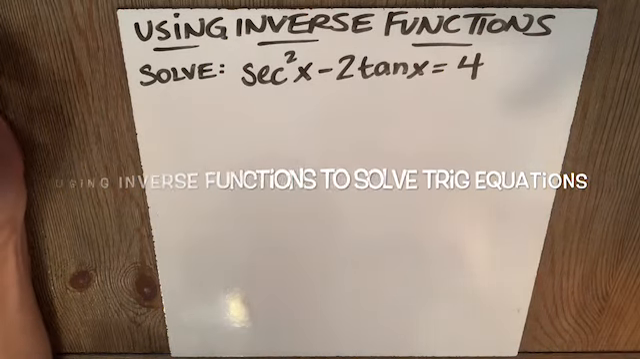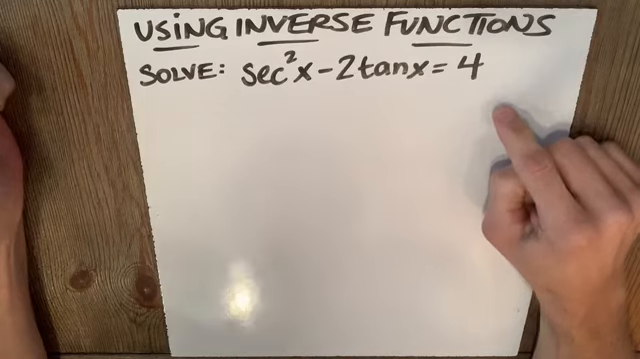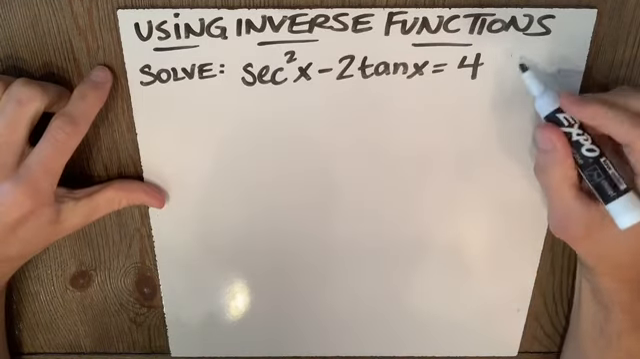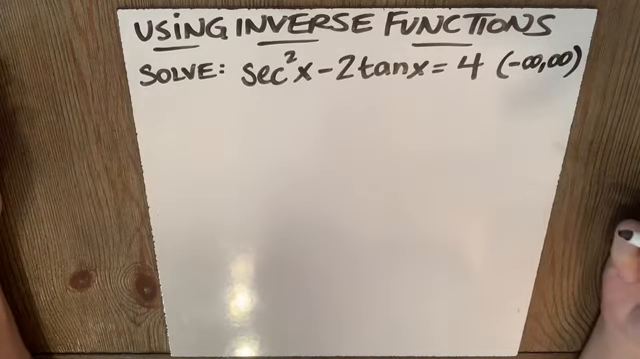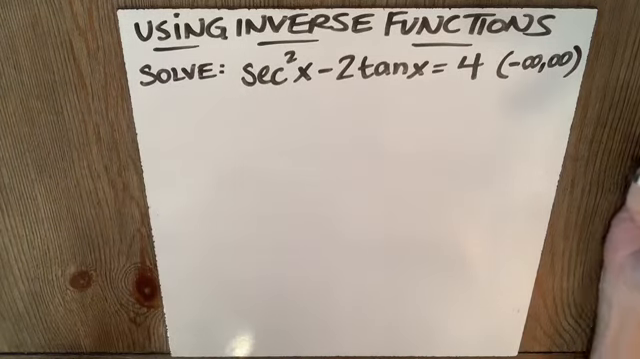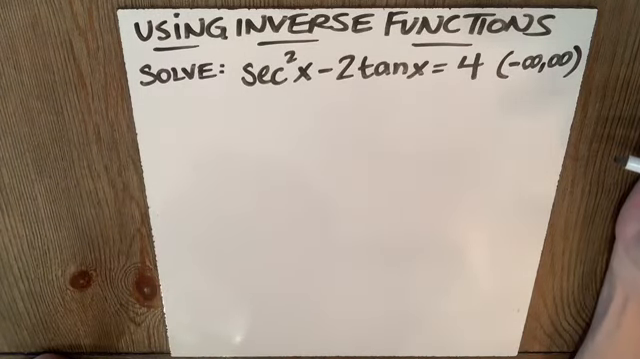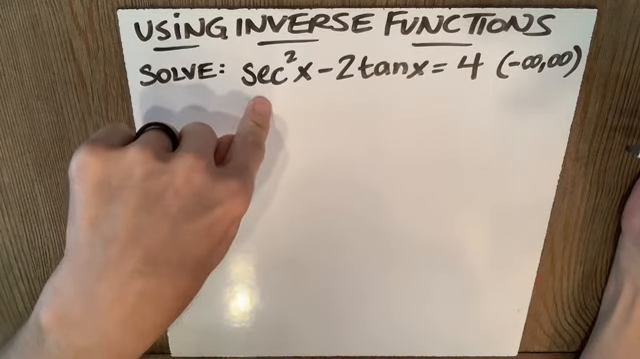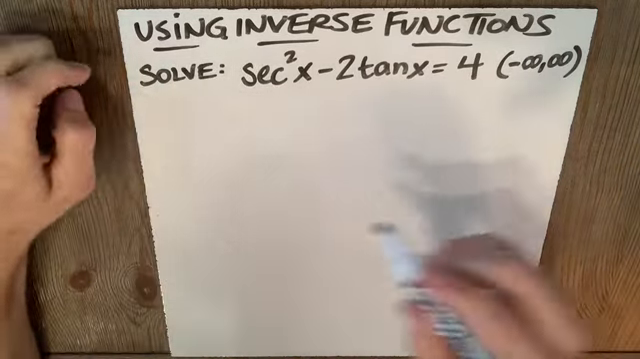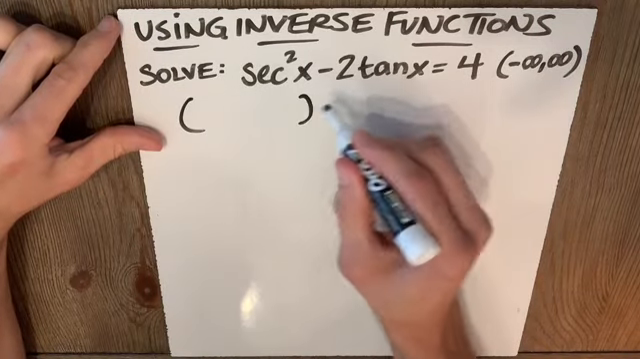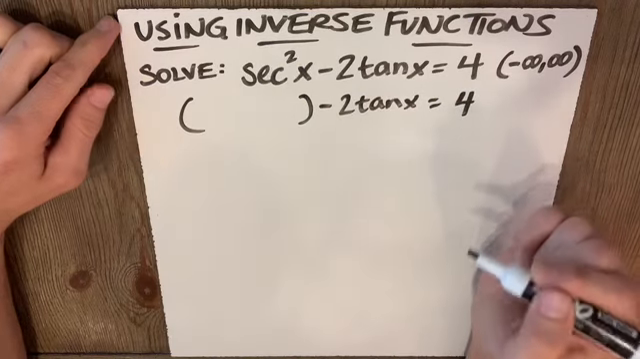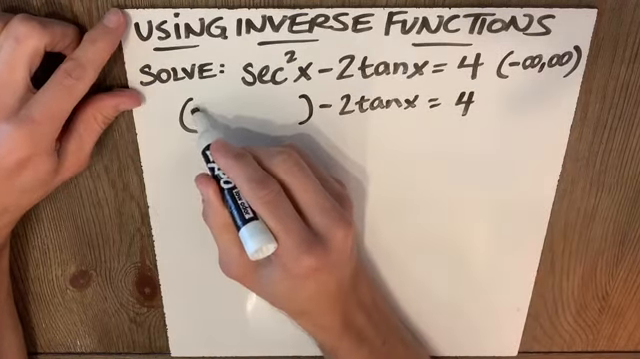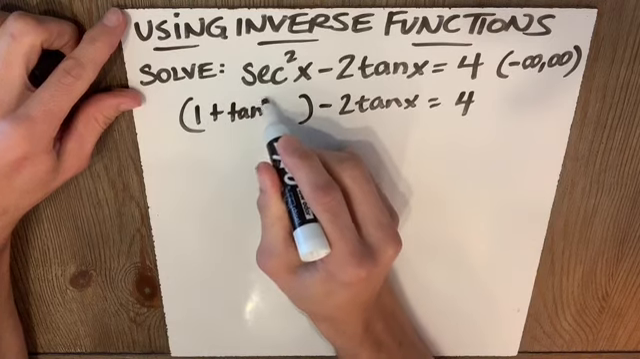Using inverse functions, we're asked to solve this. Notice they didn't give us any restricted domain, so let's assume it's negative infinity to infinity. All right. Well, we've got two different trig functions, and we can't factor anything. So, whoa, wait a second. We do know that secant squared x is equal to 1 plus tangent squared x. So if I make that substitution for secant squared x, I can at least get it all in terms of tangent. So this is 1 plus tangent squared x.